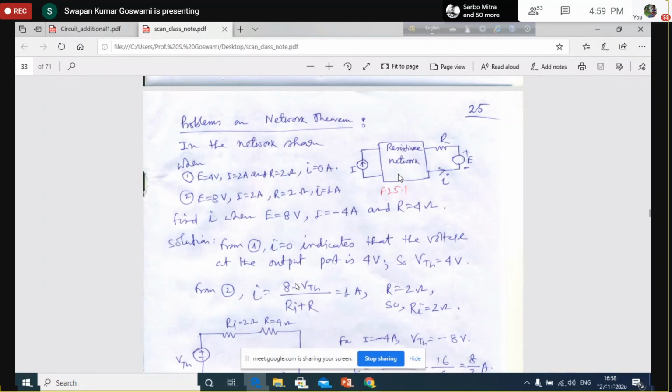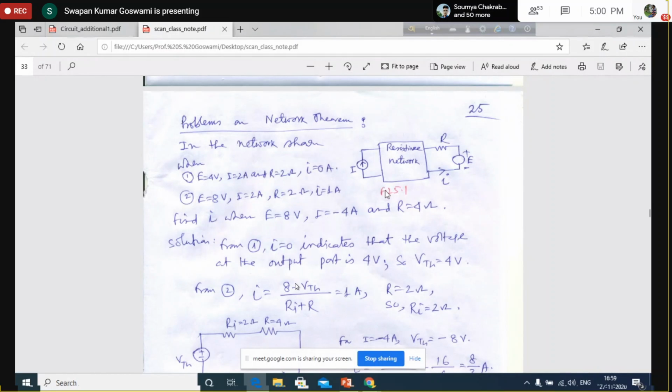What is the composition of this resistive network? If we do not know the total number of branches, the resistances, their composition and their connection, obviously we cannot find out the equivalent. So we need some information so that we can obtain the equivalent value of this resistive network. That equivalent value we may obtain in the form of a Thevenin equivalent.